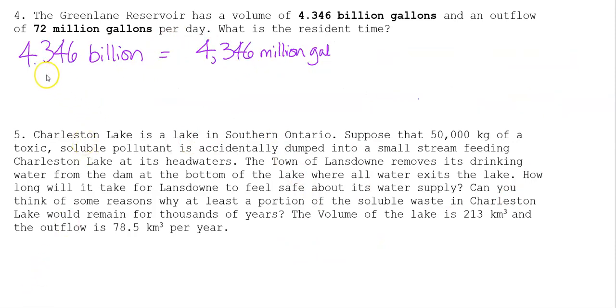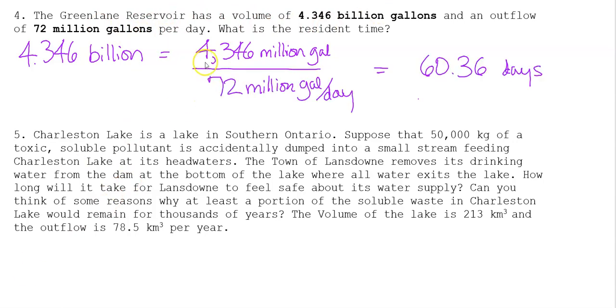Okay, so the first thing you need to know is that 4.346 billion gallons is equal to 4,346 million gallons. So to go from billion gallons to million, you're just moving that decimal place over 3 spaces, and then you'd have millions of gallons. Okay, so here's our millions of gallons, and now we have our volume and our outflow both in the same unit, millions of gallons per day. So then we can just solve for that. When we divide by 72 million gallons per day, our gallons will cancel out. Days pops up to the top because it's in the denominator, in the bottom of the fraction, and our final unit is in days, 60.36.